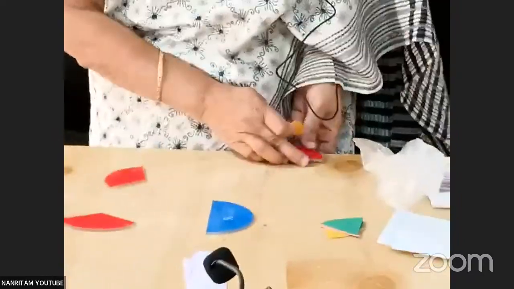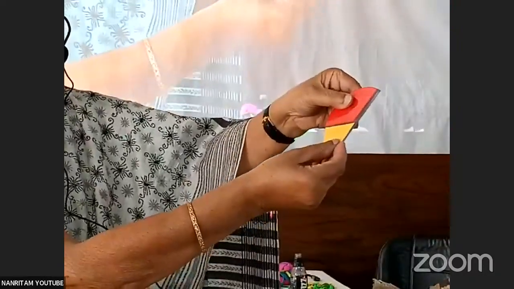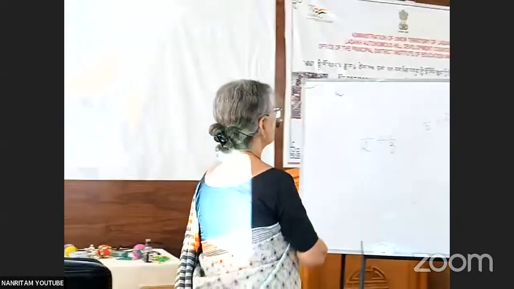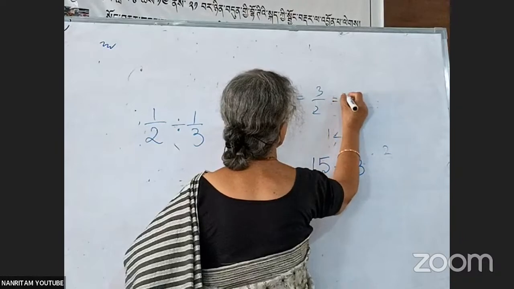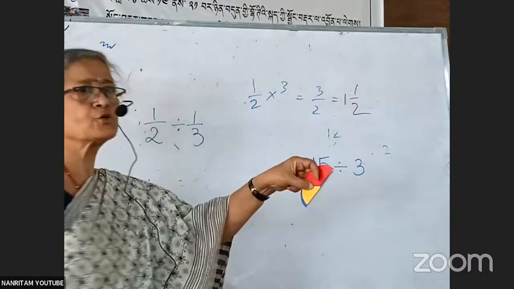This is half. Does it fit? So 1/3 is there, and half of 1/3 completely fits. What is the answer? 1 and 1/2. Half divided by 1/3, reciprocal and multiply, 3/2, is equal to 1 and 1/2. How is it? Sure.